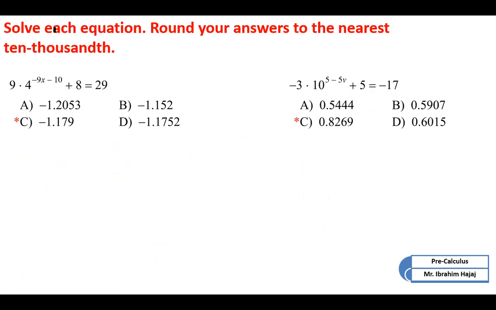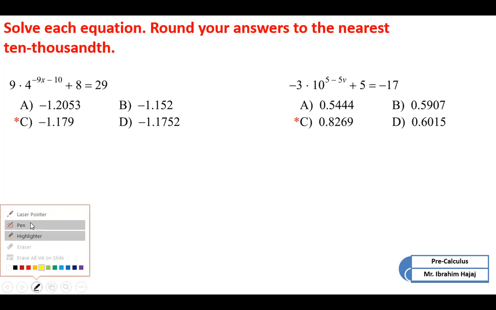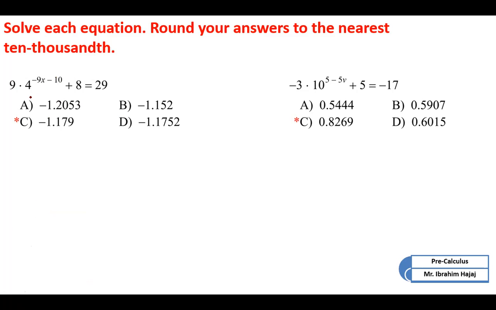Okay. Next question: solve each equation, round your answers to the nearest ten-thousandth. To solve this exponential equation, we should isolate it. It's not question number 9, it's 9 times 4 to the power of negative 9x minus 10, plus 8, is equal to 29.